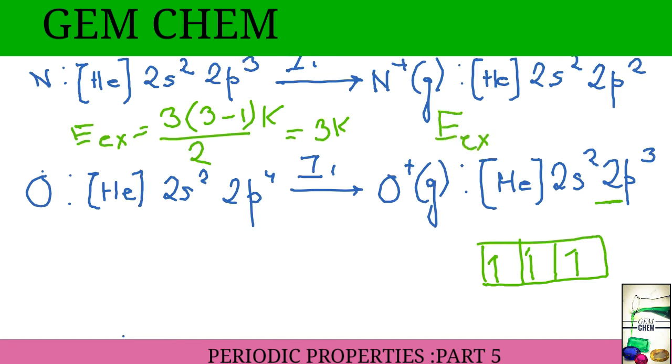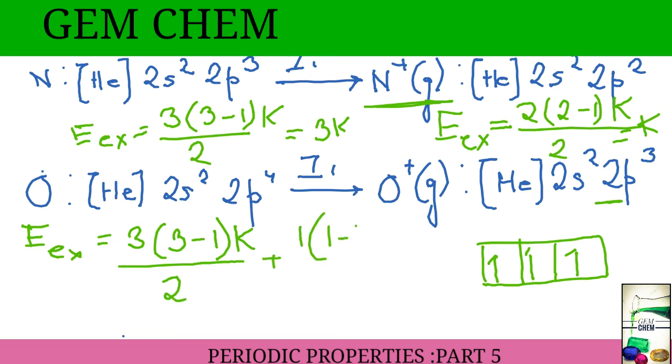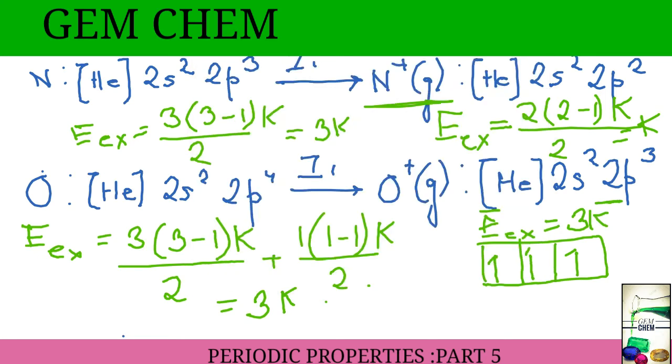Now let us see this one. For this configuration we are now calculating, it is equal to 2 minus 1 K by 2, and the value is only K. Now for this one we see E exchange equals 3 minus 1 K by 2 plus 1 minus 1 K by 2, and this is equal to 3K. And for this one E exchange is also equal to 3K. So we observe that for the first case, that is nitrogen, there is a change in exchange energy, and the change is equal to 2K, right? From 3K it is becoming K, and for this the exchange energy is equal to 0K.